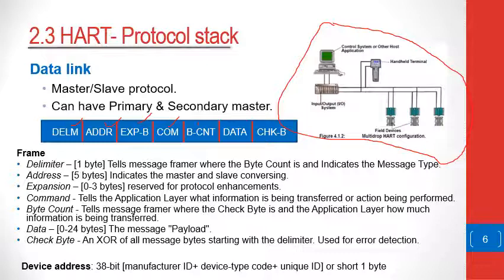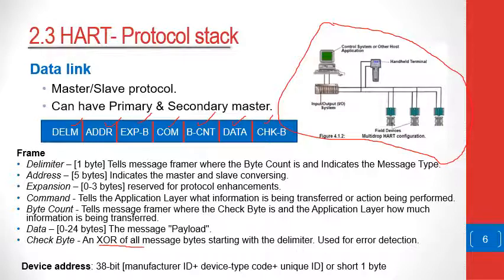And then you'll have a byte count. This tells the application layer how long the message data is, the data that follows. And then there will be data, which is the payload, the information from the slave that reports the variables that you want. This is all the digital information, because remember the primary variable would have been communicated via an analog signal. And then it has a check byte, which is used for error detection. This is simply an XOR of the whole message.